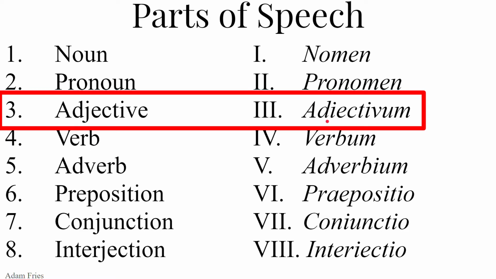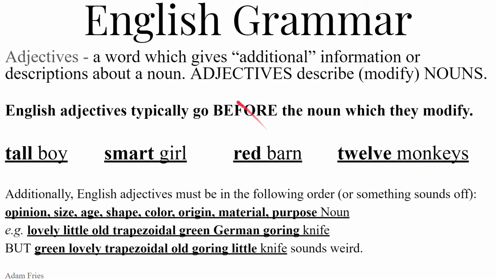Adjectivum is Latin for thrown up against or set up alongside. We could also translate it as additional. It's called additional because it gives more additional information about a noun. Adjectives modify nouns. So, adjective, which gives additional information about a noun. Adjectives describe, we say they modify nouns.